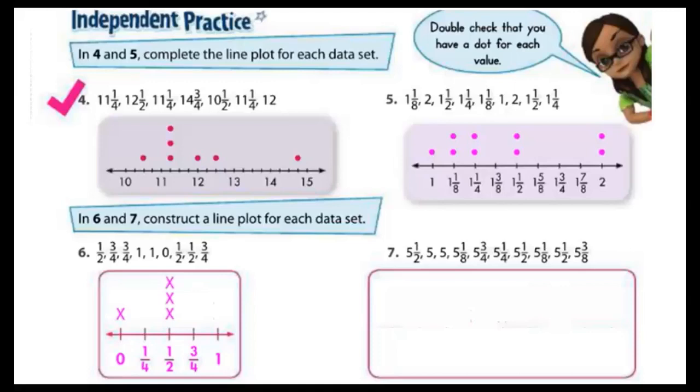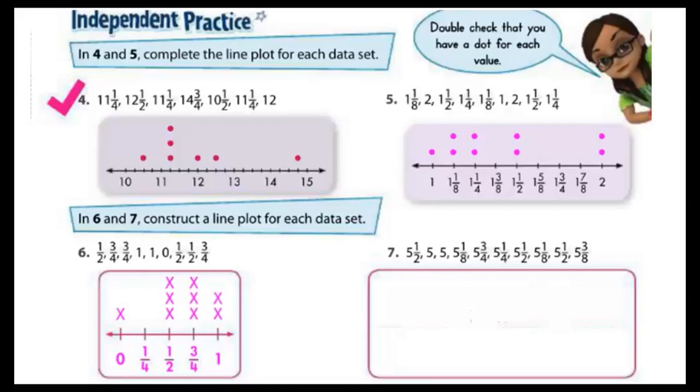Sure, it's a half. How many halves do we have in the statement? Yes, 3 times. This is the first one, this is the second, and this is the third one. So we represent it by 3 x's over a half. Now 3/4 is represented by 3 x's because the frequency equals 3: 1, 2, 3. The last one is 1, and it is repeated 2 times, so it will be represented by 2 x's.